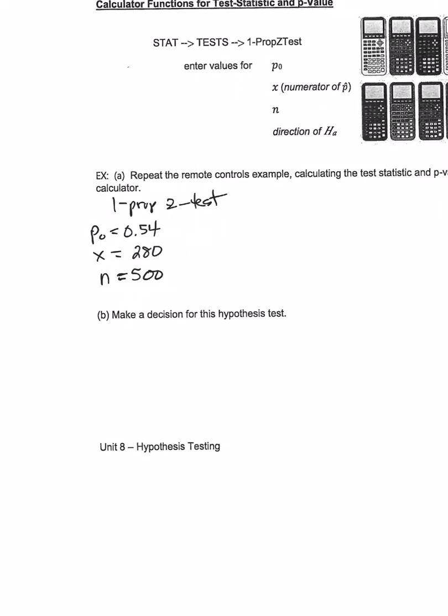Okay? We want to pick what? Notice you've got 3 options: not equal to, less than, or greater than. So not equal to p naught. All right, so let's put in our 0.54, our 280, and our 500. Not equal to. And we want to calculate. Now notice it'll draw it for you too, won't it? Let's just hit calculate this time.